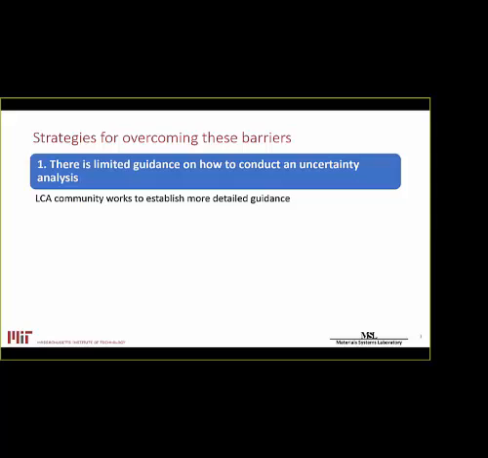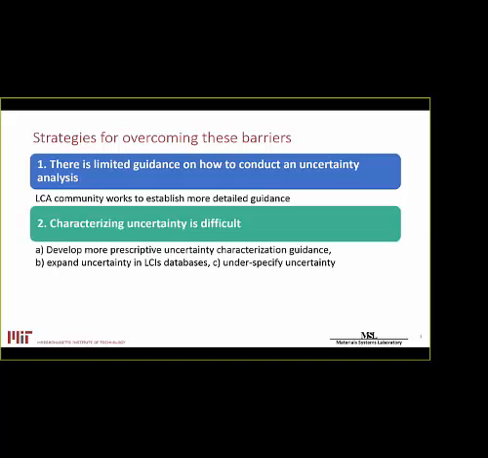I'm going to propose some of the ways that we think some guidance should be established. Number two, characterizing uncertainty is difficult. This is often something that we hear as well. So obviously we can develop more prescriptive uncertainty characterization guidance. I think we should also expand how uncertainty is incorporated into life cycle inventory databases. And then the last one that I'm going to talk a little bit more about is some ways that we can under-specify uncertainty. That is, not worry so much about exactly what the uncertainty should be, but rather be a bit more generic about it.